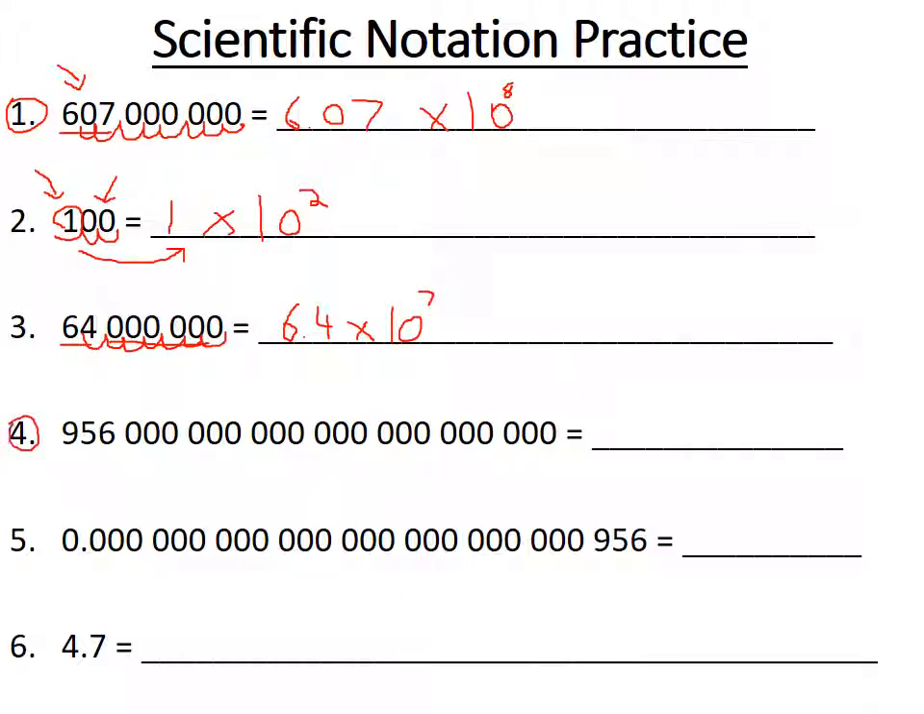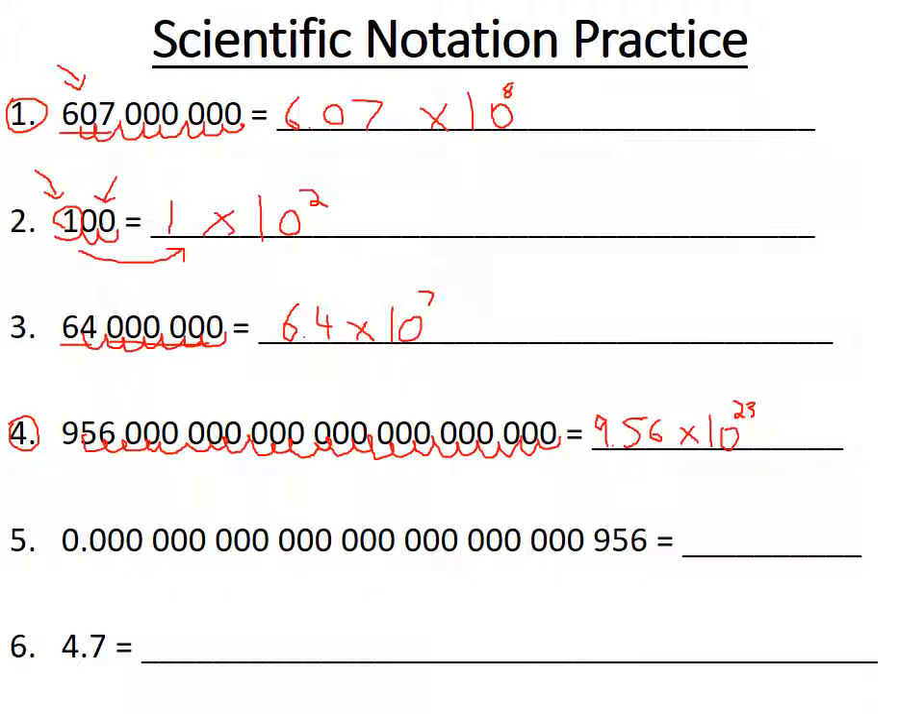Let's go to number 4 now. So again, you should always pause the video before I attempt it, and then you try yourself. So we know we're going to make this 9.56 times 10 to the power of something. Let's count how many spaces we had to move our decimal. So we had 1, 2, 3, up to 23. 9.56 to the power of 23. It's positive 23 because we moved towards the left.